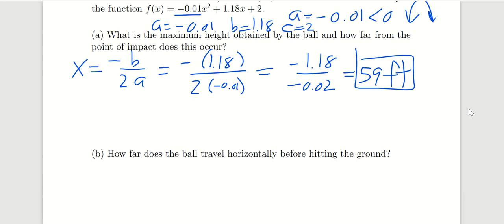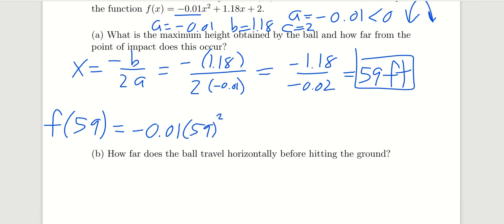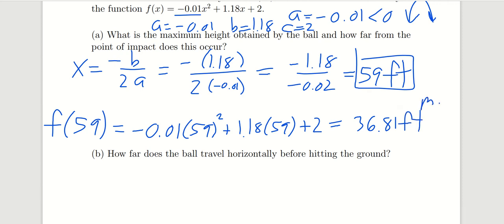To find the actual value of the max height, how high it goes, remember, we need to evaluate the function at that x value. So we need to find f of 59. This is going to be negative 0.01 times 59 squared plus 1.18 times 59 plus 2. And we should get about 36.81. 36.81 feet would be the max height.